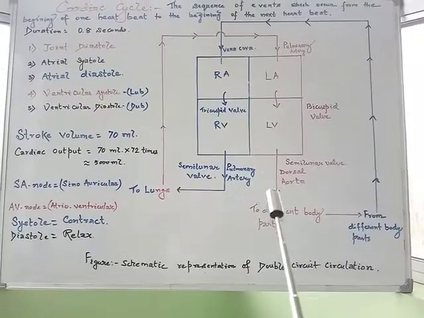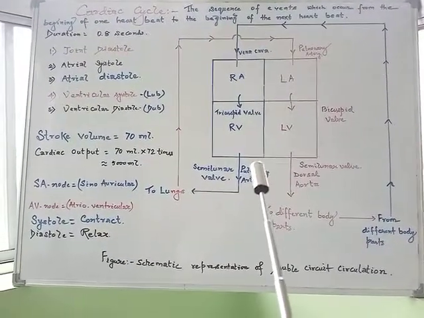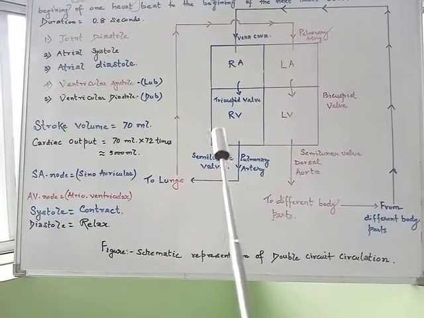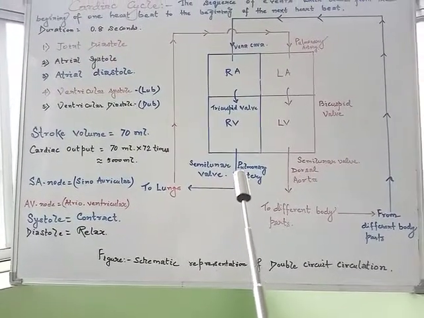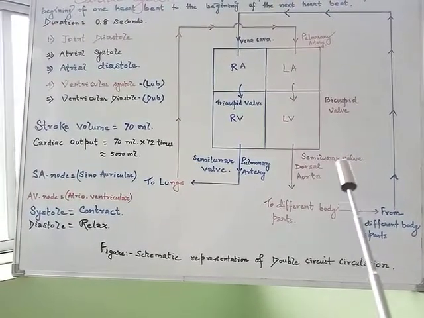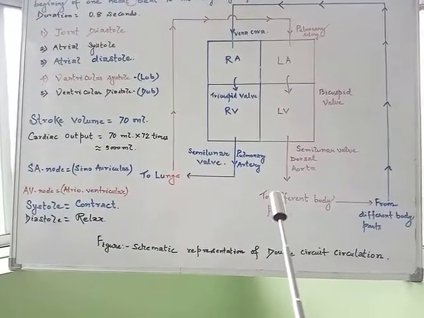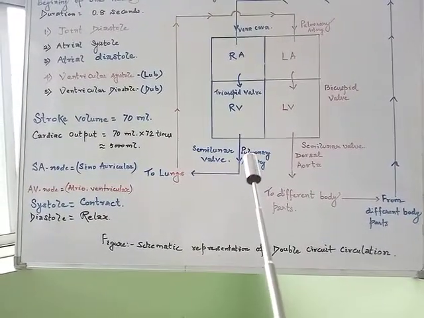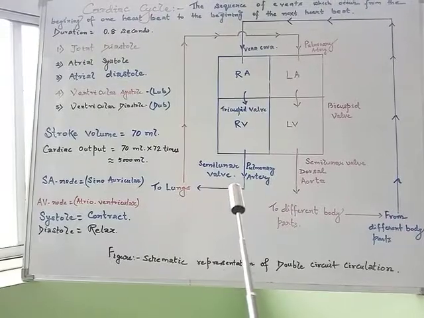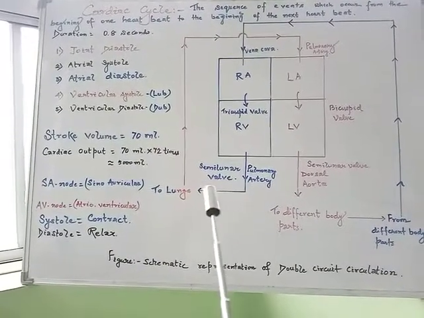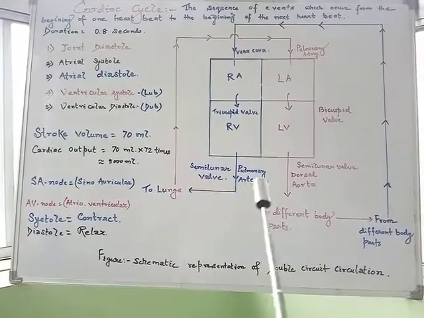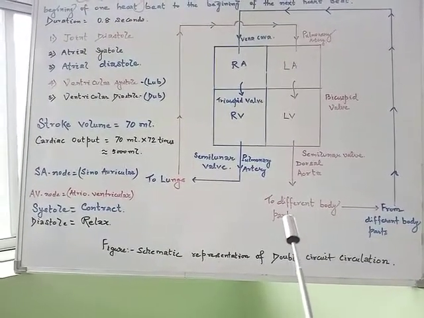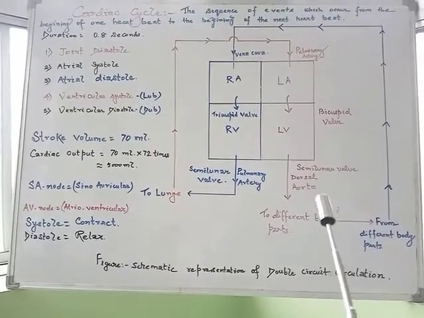So where are the semilunar valves? We have discussed that at the openings of the arteries from the respective ventricles, certain valves are present, which are called semilunar valves. They get opened, and the blood is pushed into the pulmonary trunk. From the right ventricle, the blood gets pumped to the pulmonary artery and on to the lungs, whereas from the left ventricle, it is pumped to the aorta and on to different body parts.